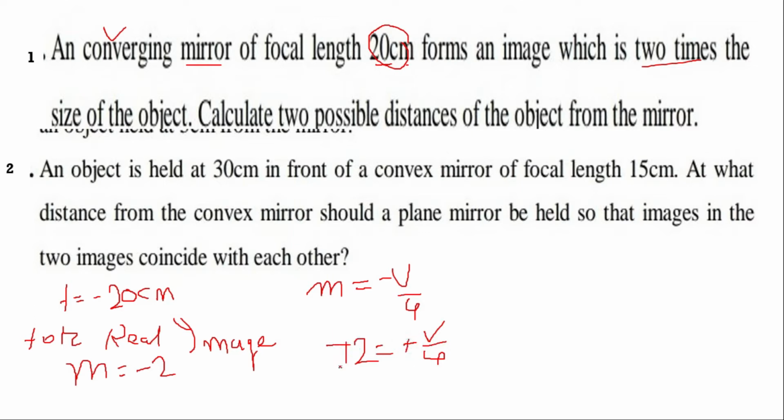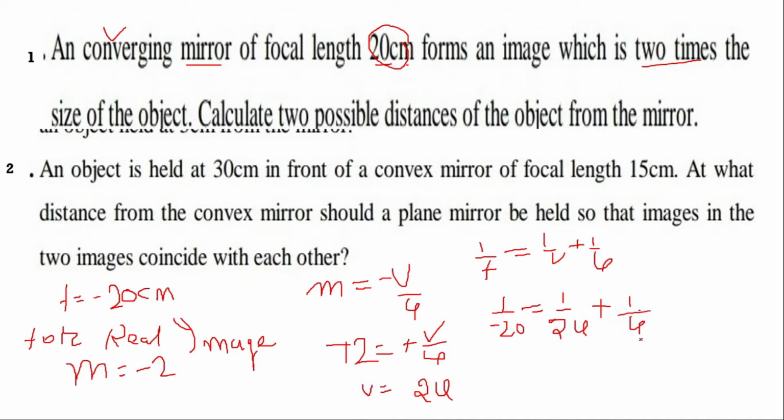This negative sign cancels this negative sign. So v equals twice of u. It should be remembered, it is not 24, it is u. So we'll apply the mirror formula. The mirror formula says that 1 by f equals 1 by v plus 1 by u. Okay, so the value of f is minus 20, and for v we are getting 2u, and this is plus 1 by u. So this is minus 1 by 20.